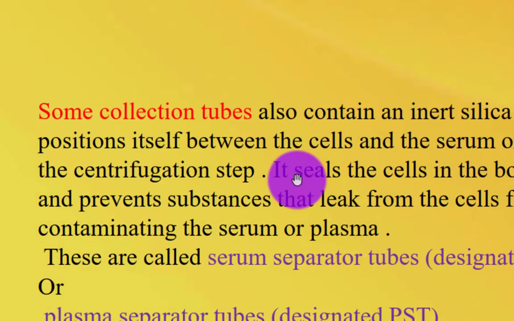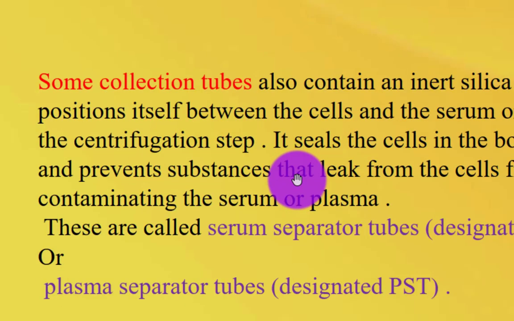Some collection tubes also contain an inert silica gel that positions itself between the cells and the serum or plasma during the centrifugation step. It seals the cells in the bottom of the tube and prevents substances that leak from the cells from contaminating the serum or plasma. These are called serum separator tubes, designated SST, and plasma separator tubes.